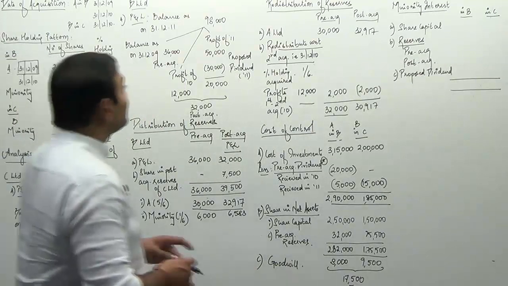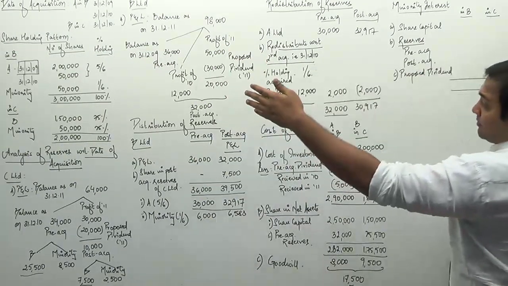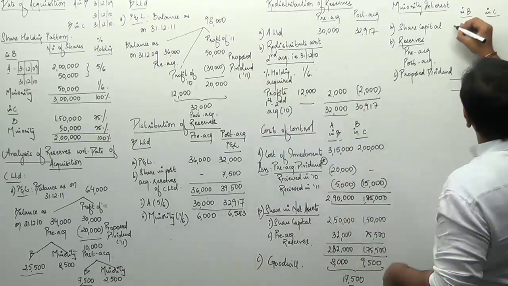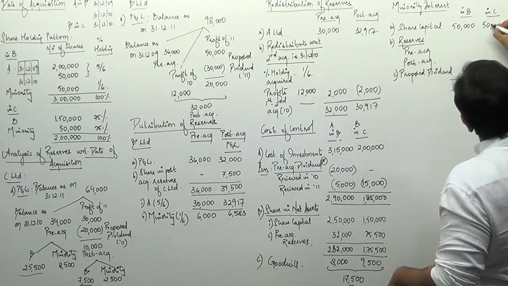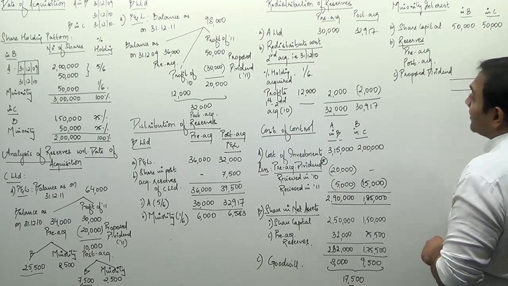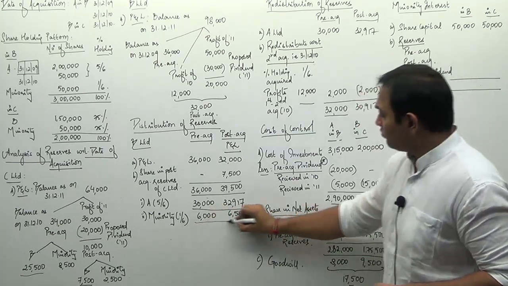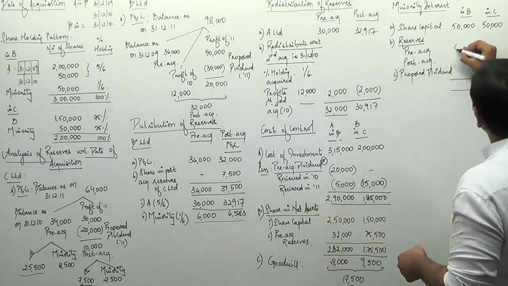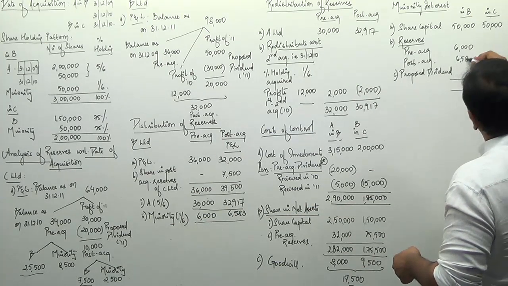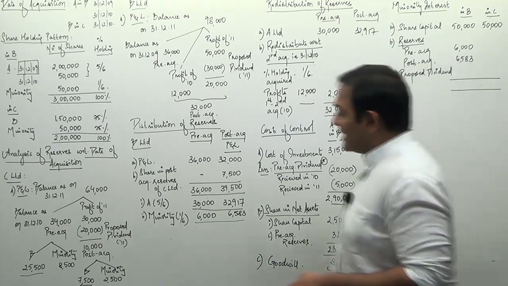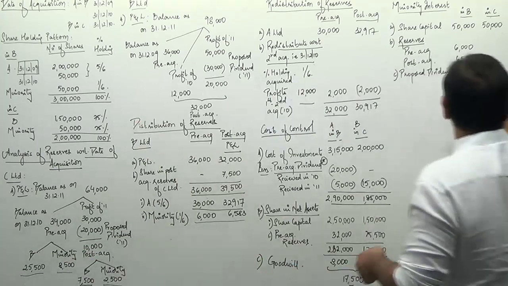Let's fill it up. Share capital, 50,000 shares in B and 50,000 shares in C, 1 rupee share, so you get the same value, 50,000 and 50,000. Reserves, in B limited reserves, 6,583. Reserves in C, 8,500 and 2,500.